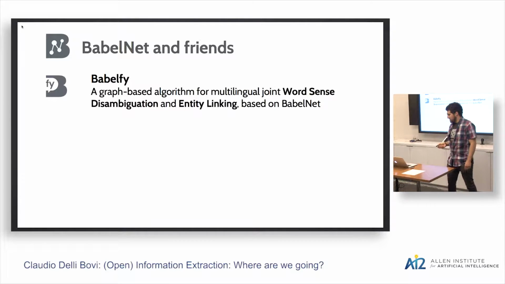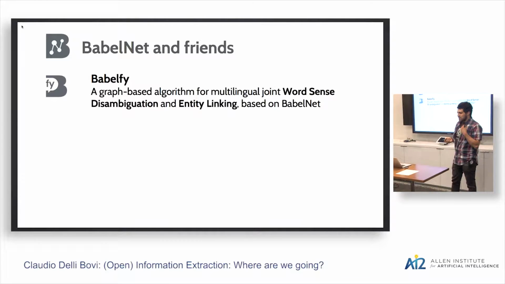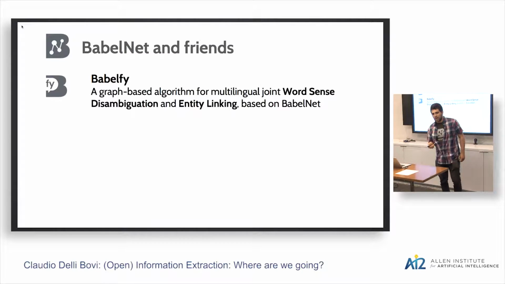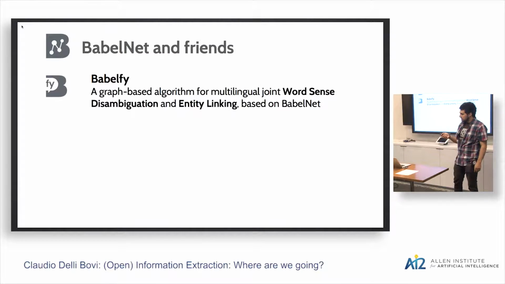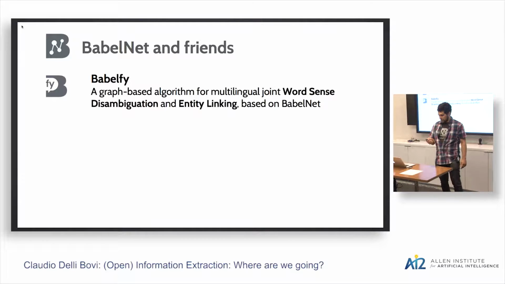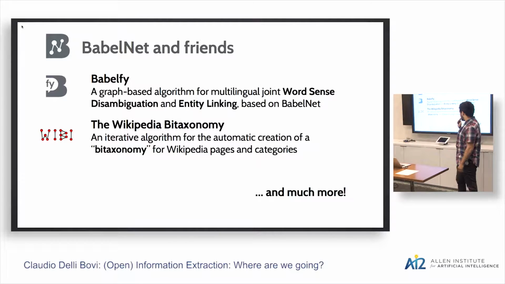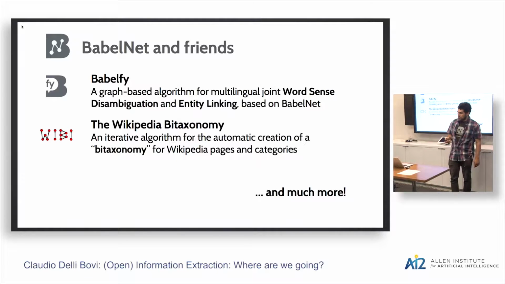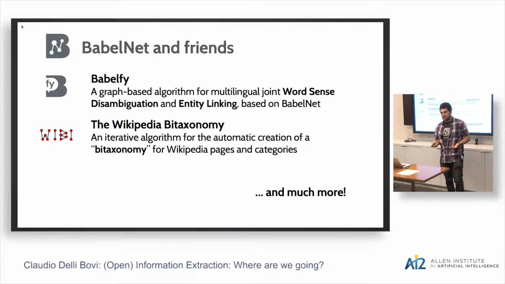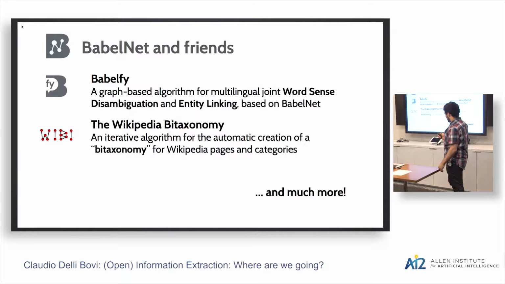It's unsupervised, and it's actually, I think, one of the first approaches that tackled jointly word sense disambiguation and entity linking, and this is actually an important thing for us. We have other interesting things, for instance, the Wikipedia bitaxonomy, which is an iterative algorithm for the creation of a bitaxonomy, which is a pair of interconnected taxonomies, one for the Wikipedia pages and one for Wikipedia categories. And much more, which I would love to tell you about, but maybe another time.